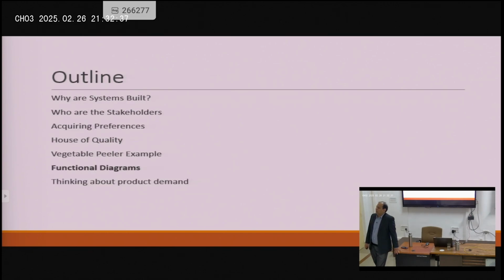Okay, so any questions so far? Constraints between the functions. So how to identify the constraints between? You mean correlations? Yeah, correlation.